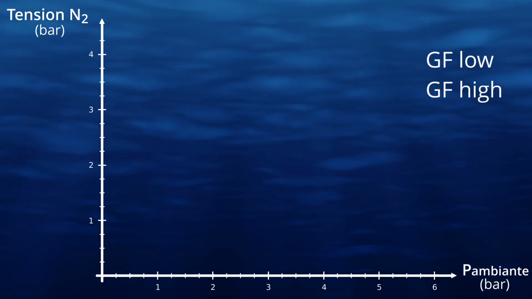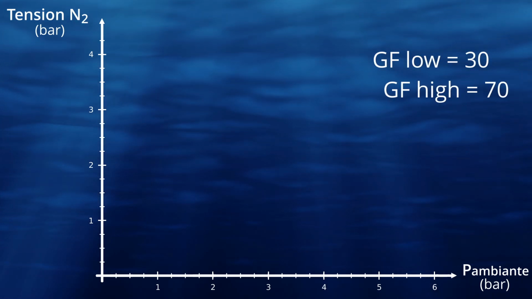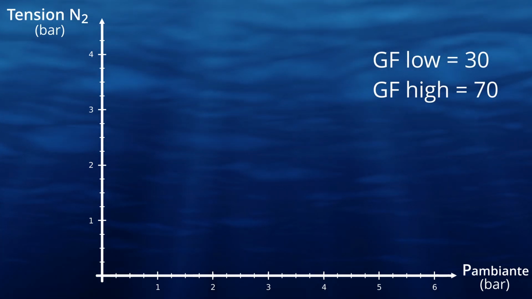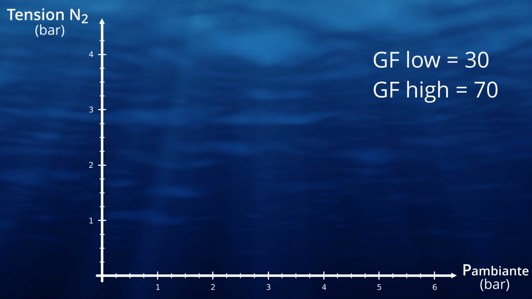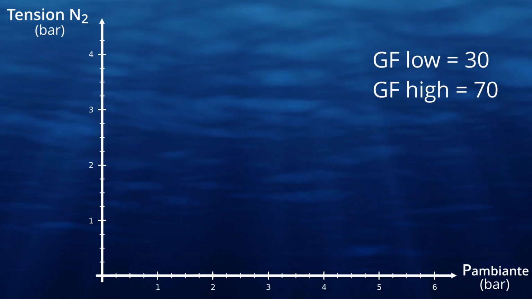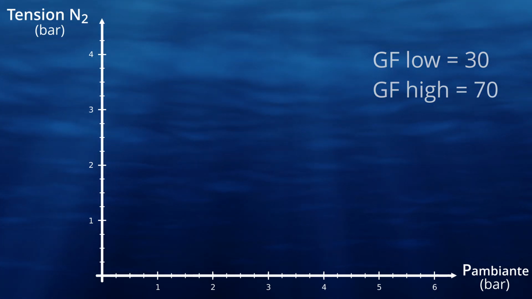The practice is to indicate the GF pair in the order low-high, for example 30-70. The method involves applying the GF low to the M-value for the first stop and the GF high for the surface M-value. Let's see what this implies.